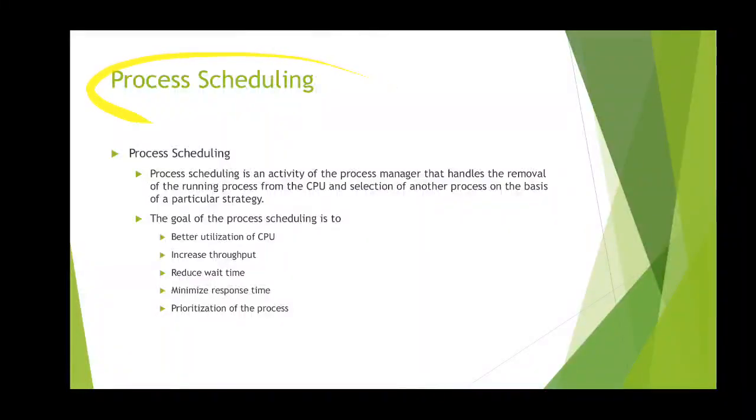Here you can see about process scheduling. In a multitasking operating system, you can find multiple processes, and each process needs to be executed in the CPU. But the CPU can execute only one process at a time. So all these processes will be waiting in a ready queue for execution.